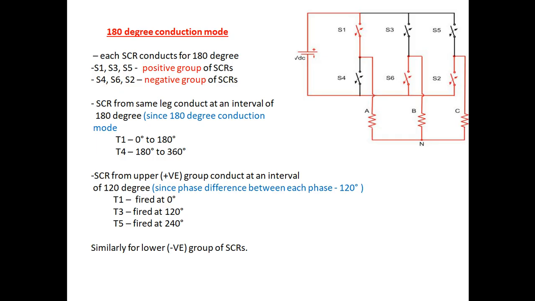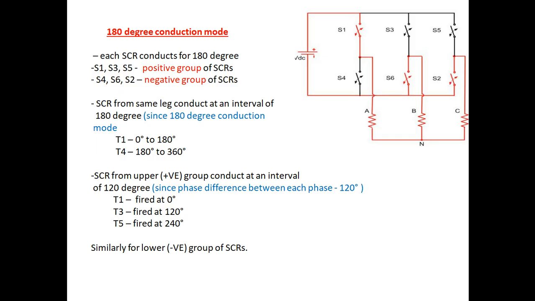As the name implies, the conduction period of each SCR will be 180 degrees. The upper group is the positive group and the lower group is the negative group. The numbering will be important. The upper group are 1, 3 and 5, and the lower group are 4, 6 and 2. That is, upper group number plus 3 will be the lower group.